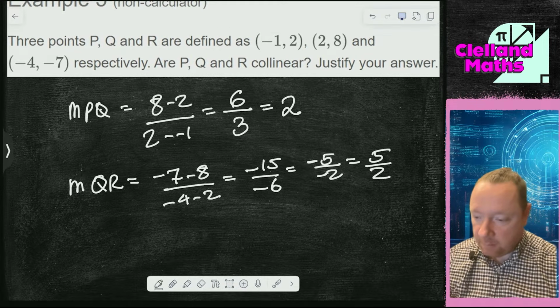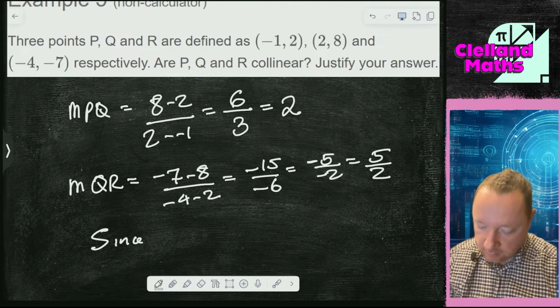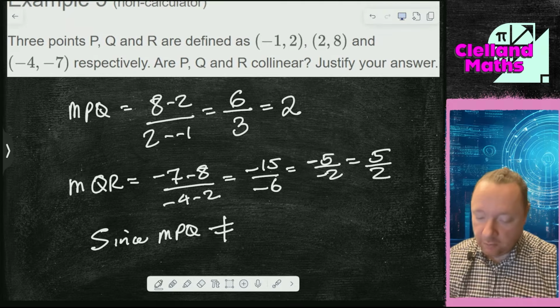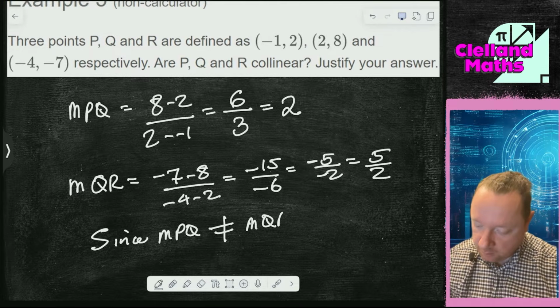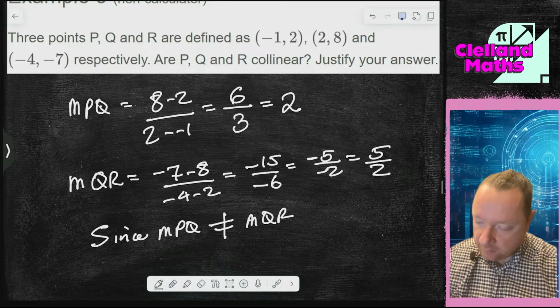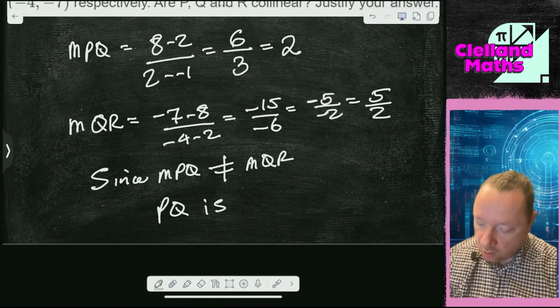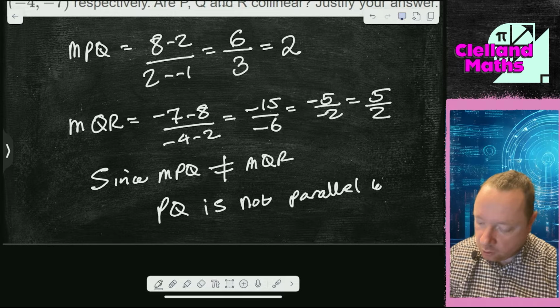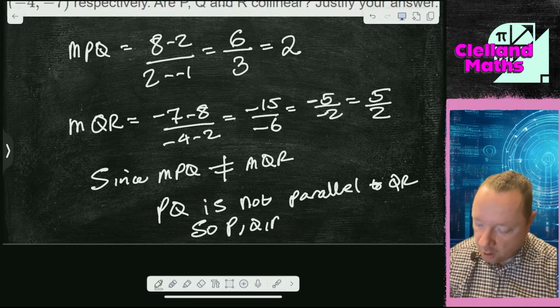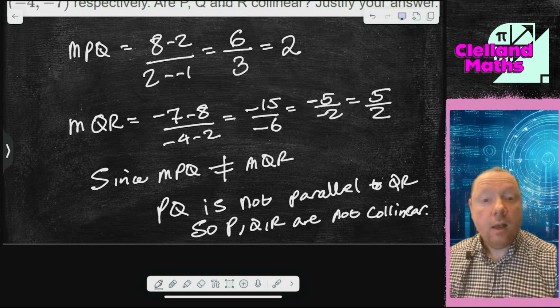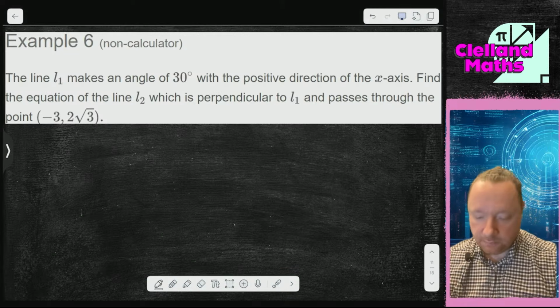So then we can make a statement. Since the gradient of PQ does not equal the gradient of QR, then PQ is not parallel to QR. So P, Q, and R are not collinear. And we're done there.